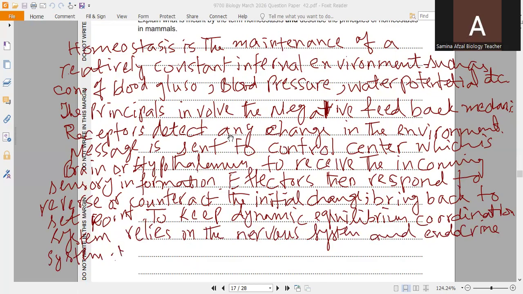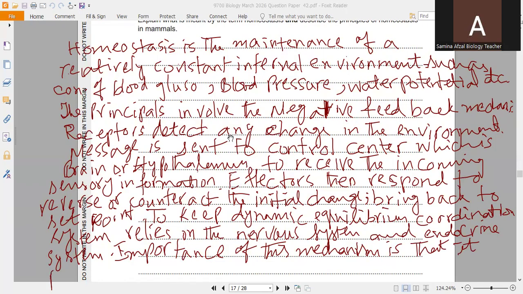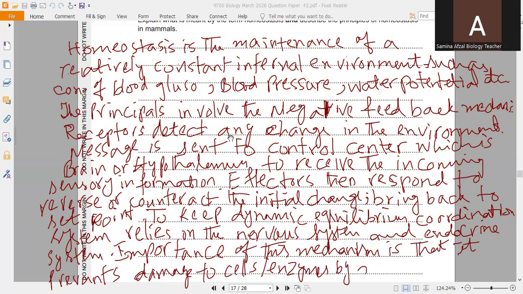So the importance of this mechanism is that it prevents damage to cells or enzymes by maintaining optimal conditions.